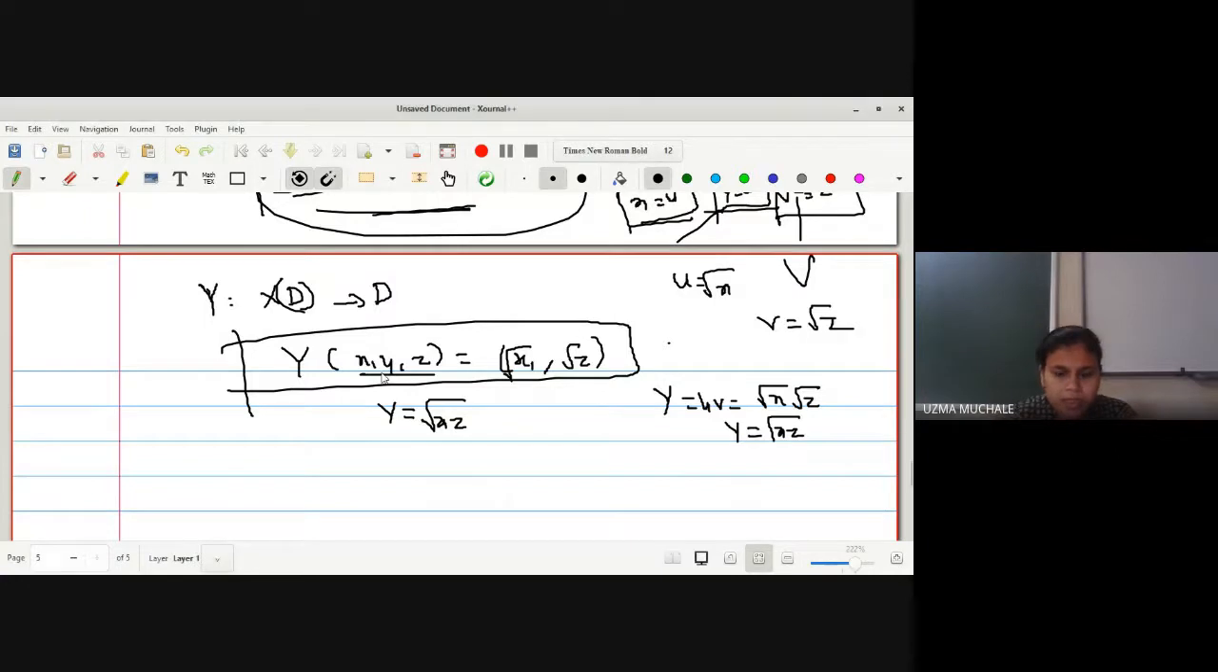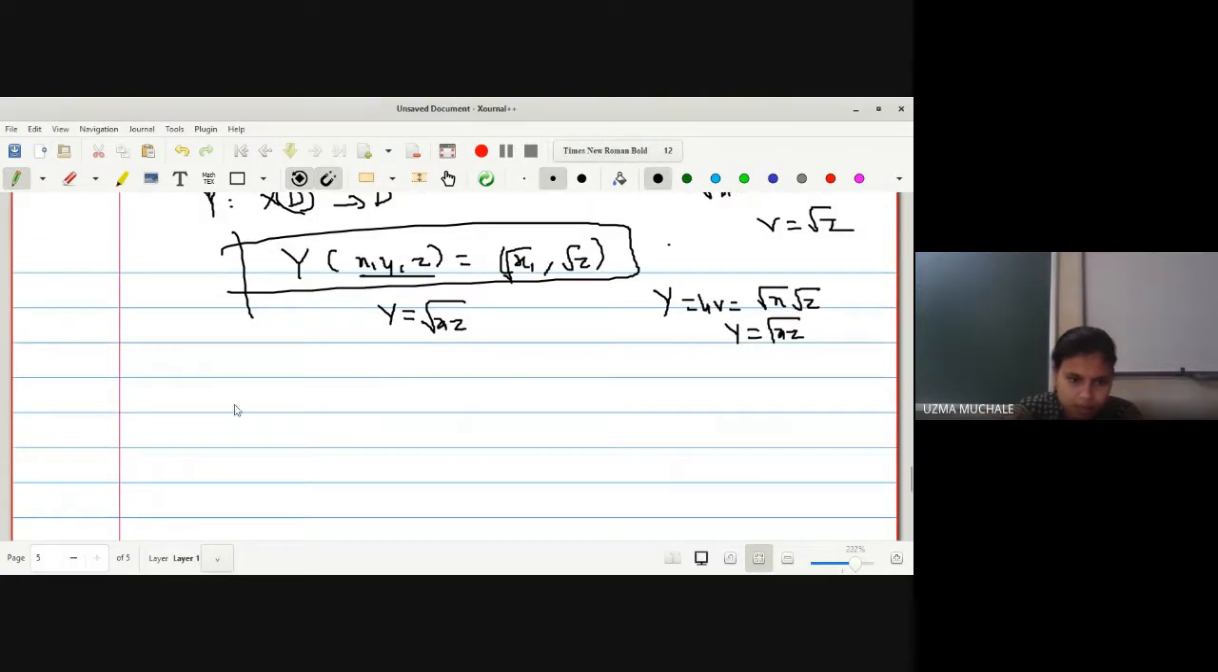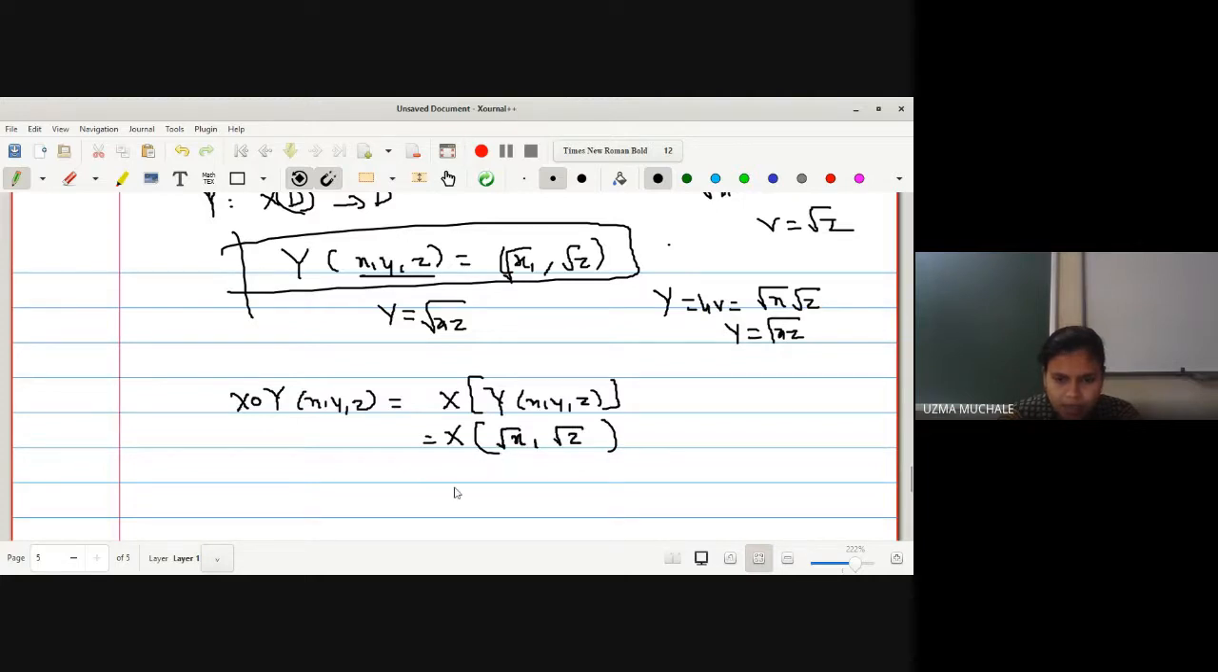So first we have defined a mapping y from x of d to d such that now we will show that it is an inverse, that is x composite y of x y z is equal to x of composite mapping को evaluate करना है, right? So what is your y of x y z? It is nothing but x as it is. Y of x y z क्या आएगा आपका? Root x and root z, correct?